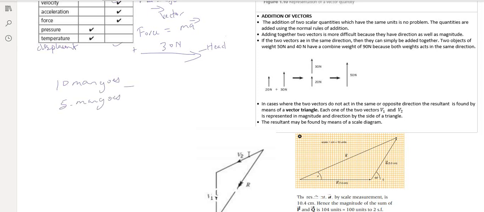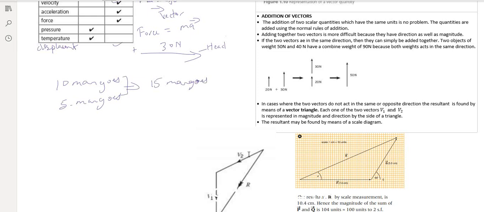Good. Clearly, we can simply add these two sets of mangoes, and we're going to get 15 mangoes, right? So that's quite easy for us to just go ahead and add and subtract scalar quantities.